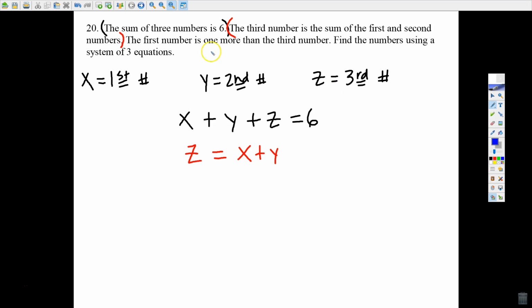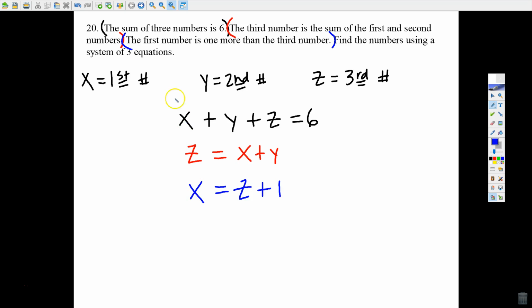And now let's jump down to the next sentence. The first number is, okay, so x is 1 more than the third number. 1 more is another way of saying addition. So if I take the third number and I add 1 to it, then I've got the last sentence. All right, and so we're ready. We've got the system, and we're ready to solve it.